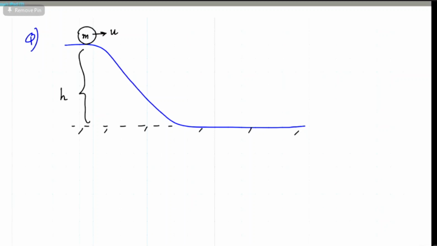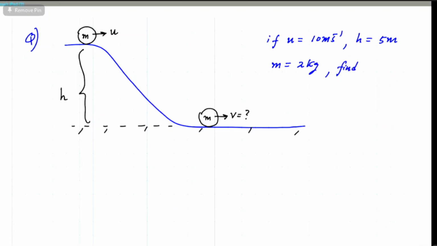So this slides on this ground, on this path, and then this is d. The question is, if u is equal to 10 m/s, h is equal to 5 meters, m is equal to 2 kilograms, find the value.